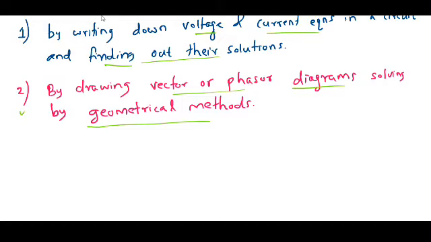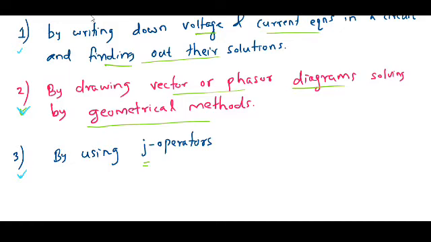This is a quite easier method, that is by drawing vector or phasor diagram and solving it by the geometrical methods. And the third one, that is by using J operators. I will explain what the meaning of J operator is later. Here we will follow these three methods, and out of which we will concentrate on the second and third methods.